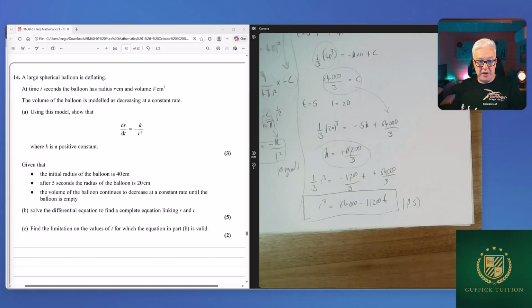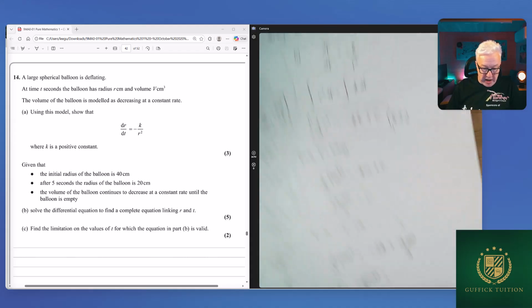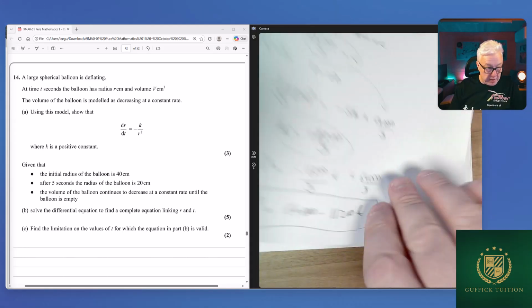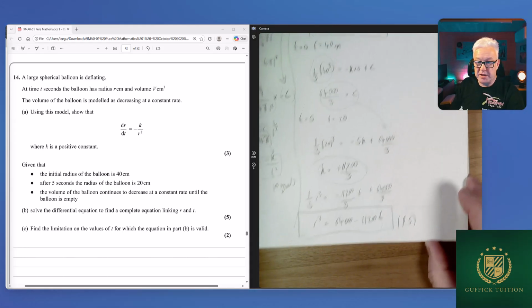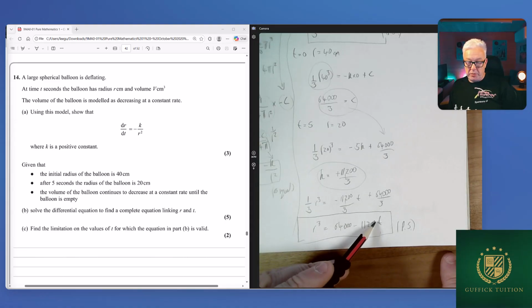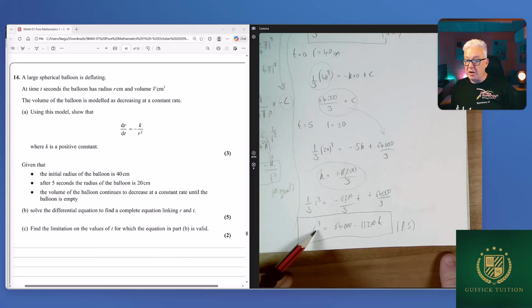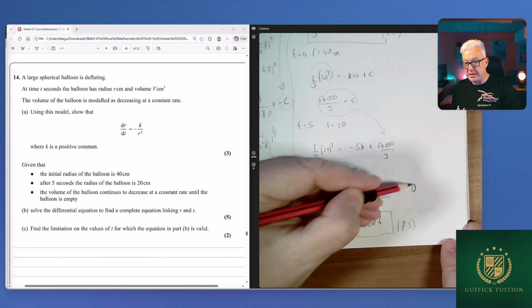Part C, find the limitation on the values of t for which the equation in part B is valid. So I think that the limiting factor, I haven't done that bit. Okay, so the limiting factor is that the problem with this model is that it suggests that if t becomes big enough, you're going to end up with a negative radius for the balloon, which makes no sense. So the limiting factor is going to be when the radius is 0.